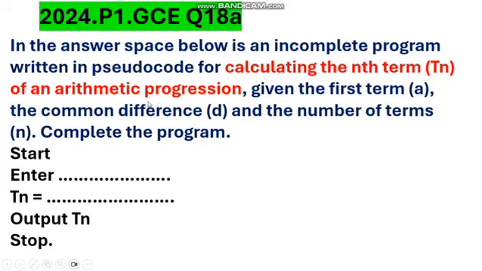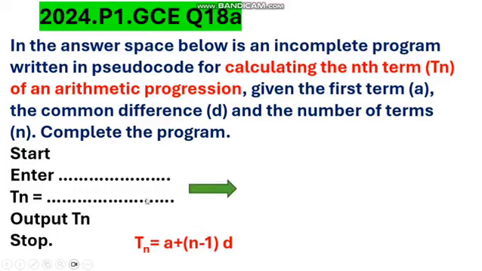The nth term of an arithmetic progression is found by using the formula, which is the nth term is equal to the first term plus, in brackets, the number of the term minus 1, close brackets, times the common difference. So this is the formula that we are going to use.